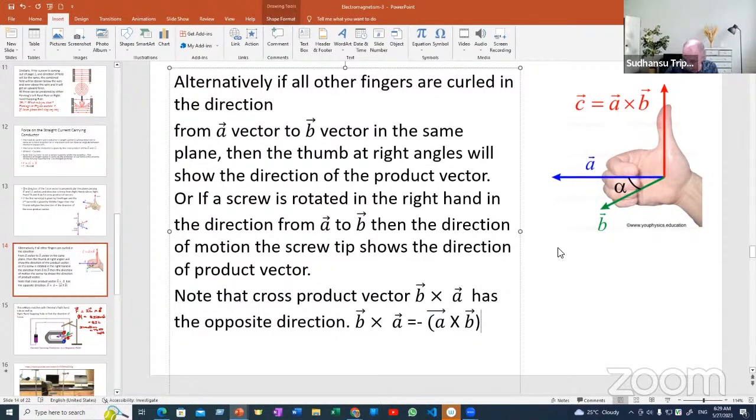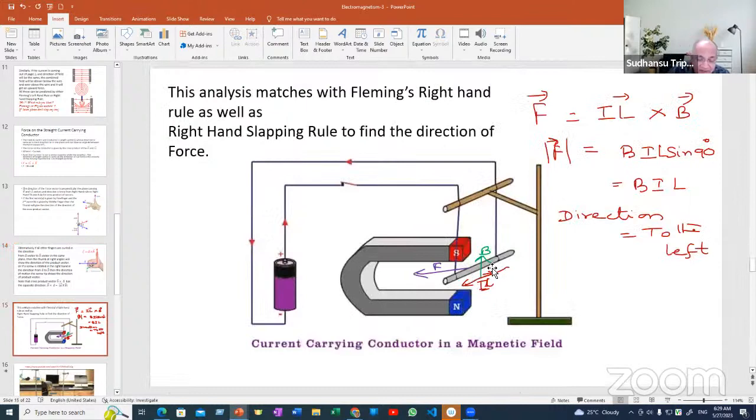Right. So this you already know. Now let us apply the third rule here. We have applied two rules: the FLR, and the right hand Thappad rule. Thappad is an Indian word. Pushing rule, RHP. This is FLR, Fleming left hand rule, and this is RHP, right hand pushing rule.